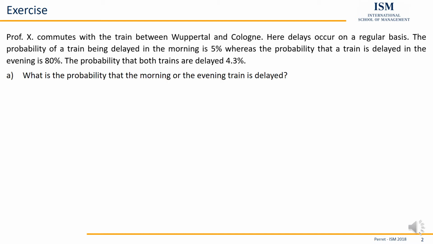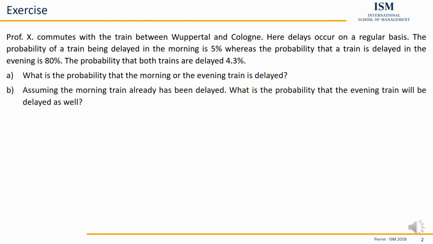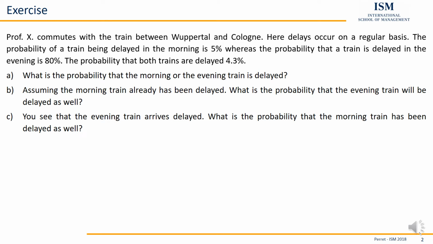First task then is: what is the probability that the morning or the evening train is delayed? Second, assuming the morning train already has been delayed, what is the probability that the evening train will be delayed as well? And finally, C: you see that the evening train arrives delayed. What is the probability that the morning train has been delayed as well? Well, let's work through those three parts step by step.